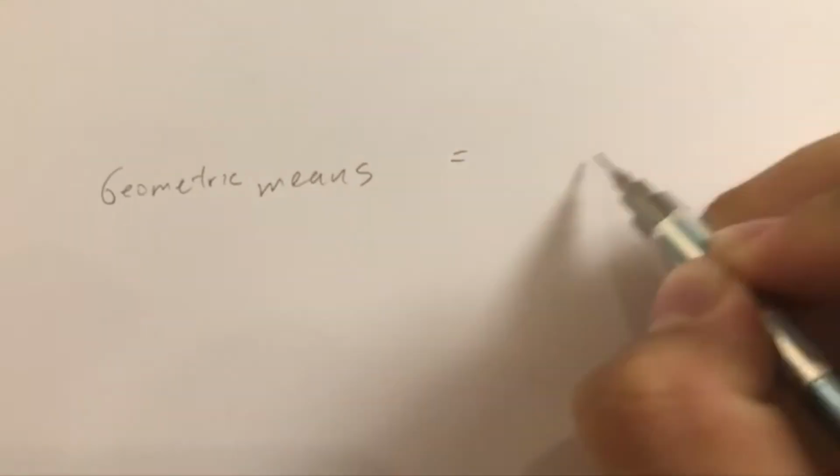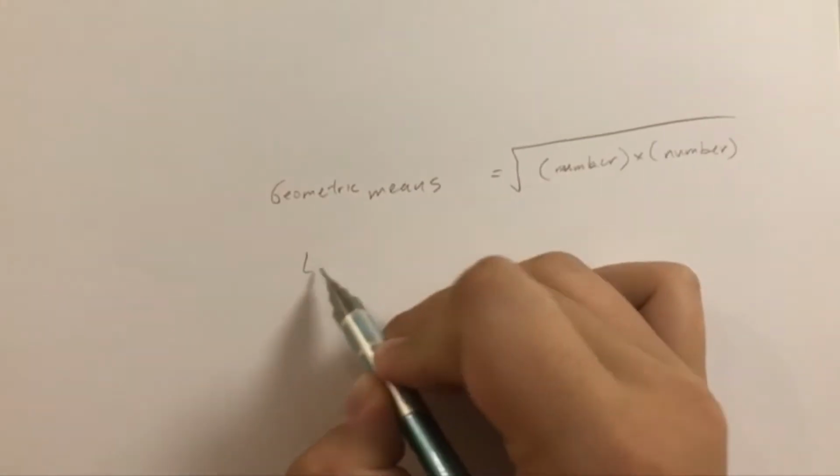What does geometry mean? Oh, I know it. Geometry means are root of two multiples.